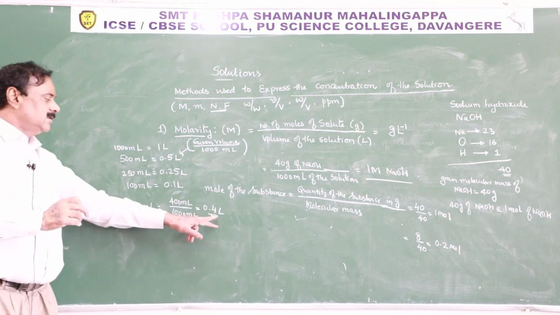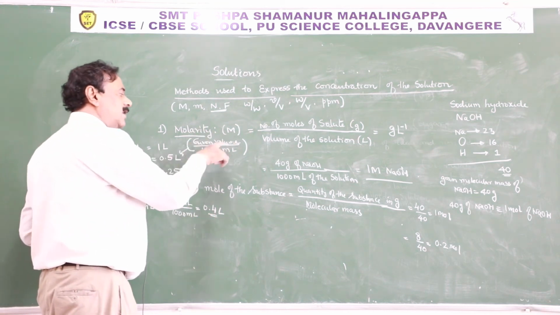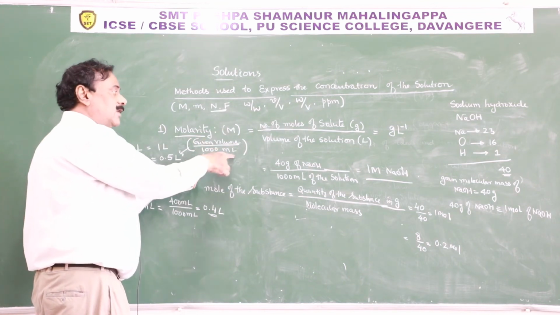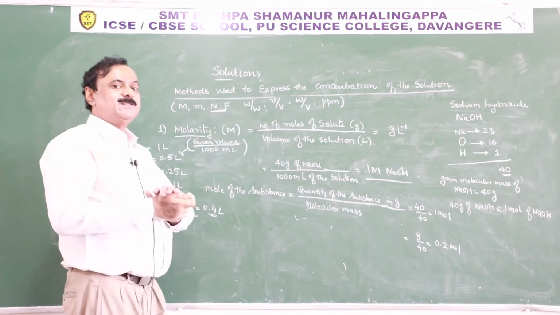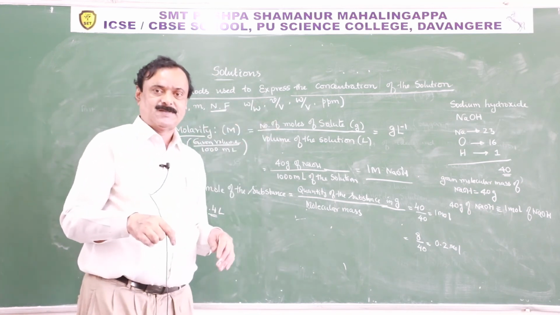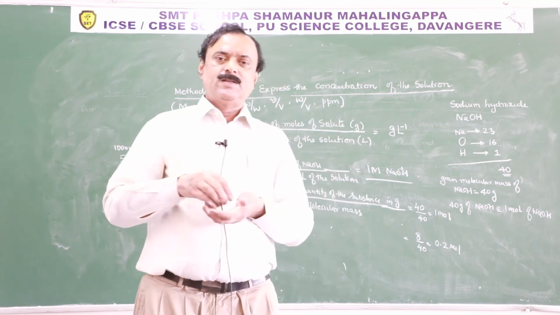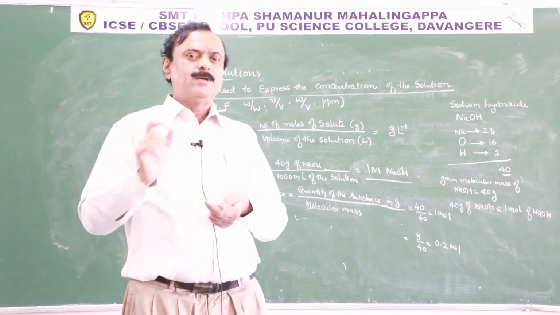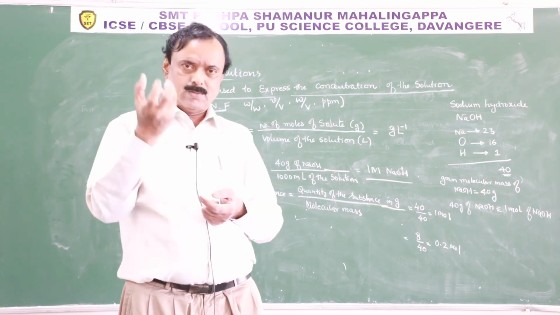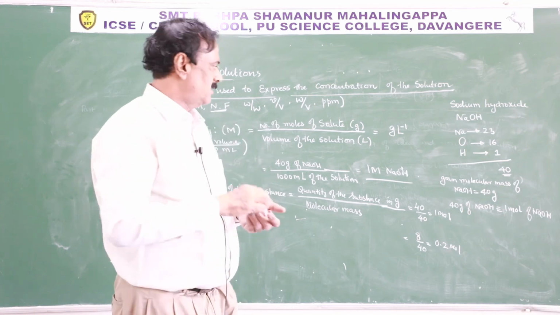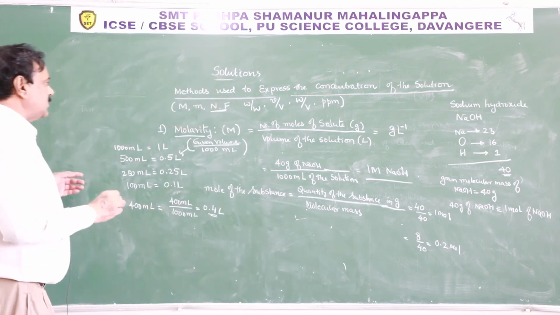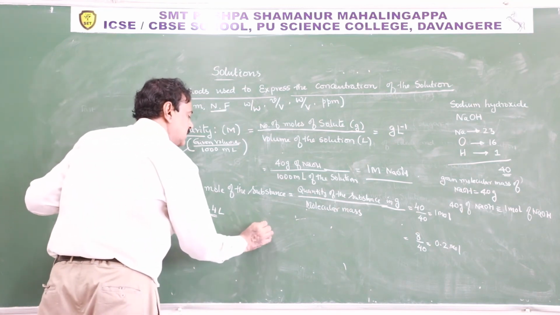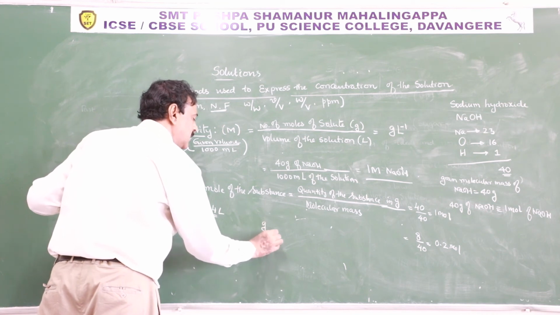Is it clear? Therefore, the given volume divided by 1000: if it is not 1000 ml in your problem, you have to correct the volume to 1000 ml. In the numerator, if the moles are not given, then you have to convert into moles. That is the given quantity of the substance divided by the molecular mass, and the given volume of the solution divided by 1000 ml.